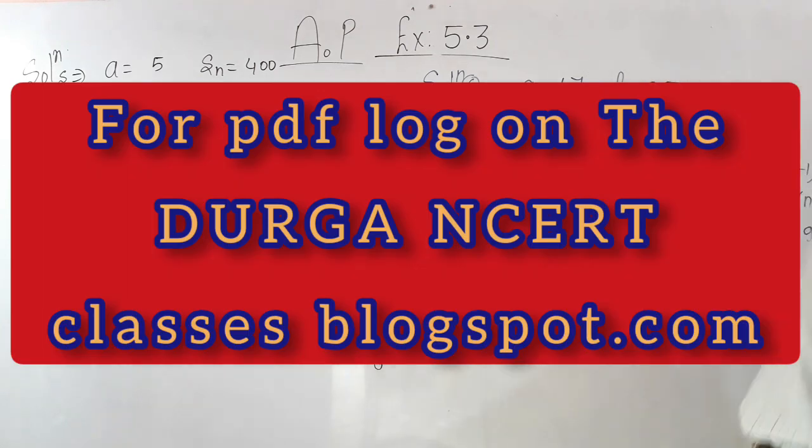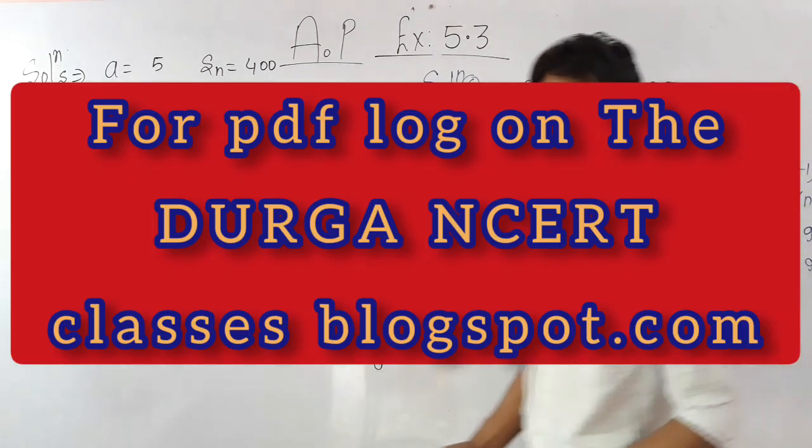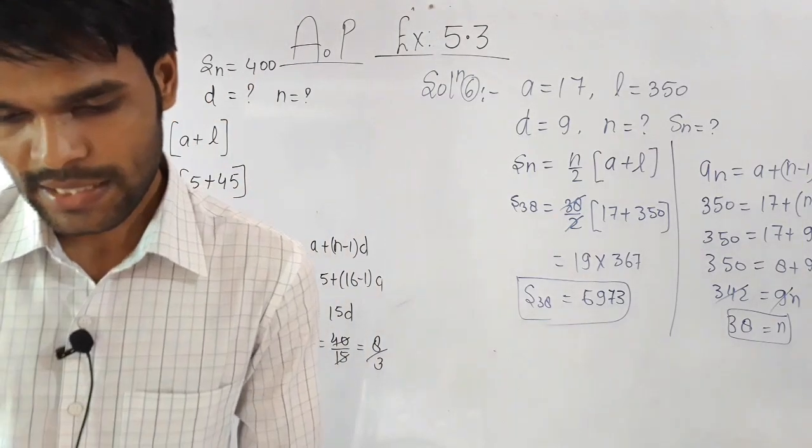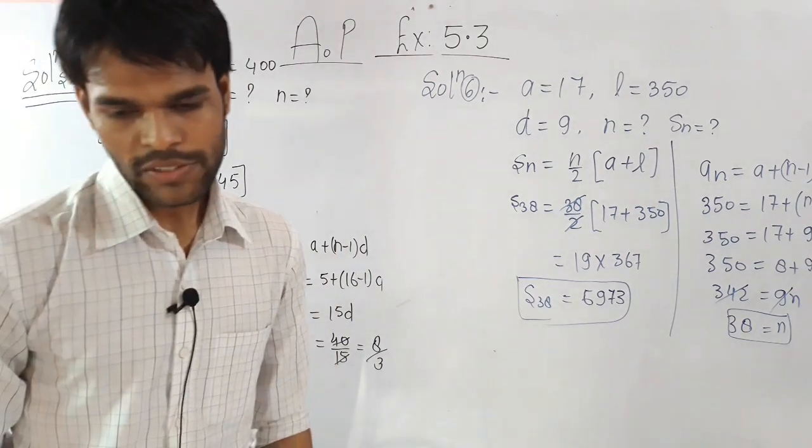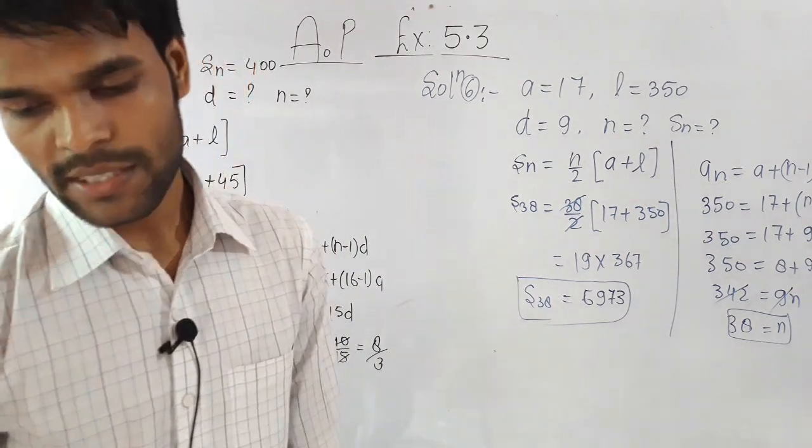Now moving towards the next question. Question number 7 of the exercise says that find the sum of first 22 terms of an AP in which D is equal to 17.